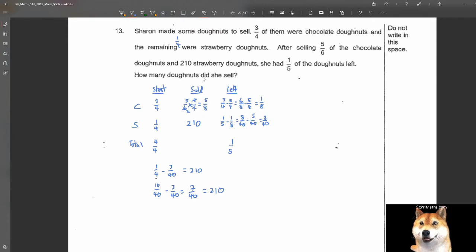So we need to find all the donuts that she sold. 210 you know already. You need to know 5/8. So 5/8 is equal to 25/40. We know that 7/40 is 210, so 1/40 is 30, and 25/40 gives me 750. So this is the chocolate, plus the strawberry, will give me 960. That's it.